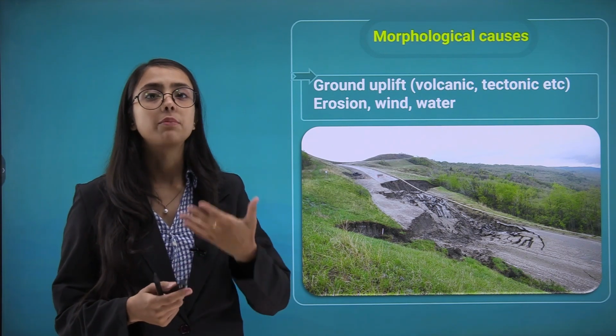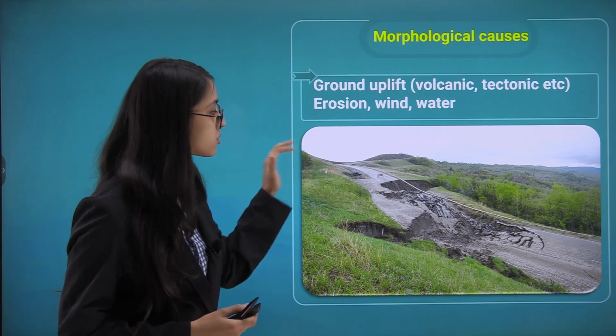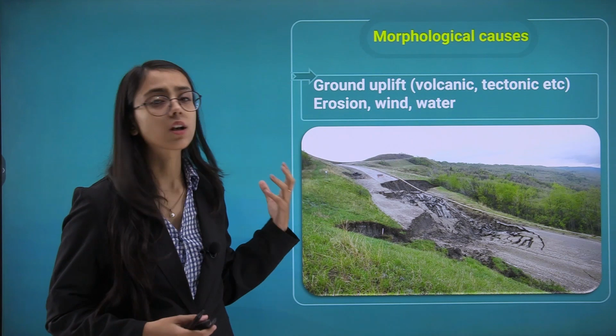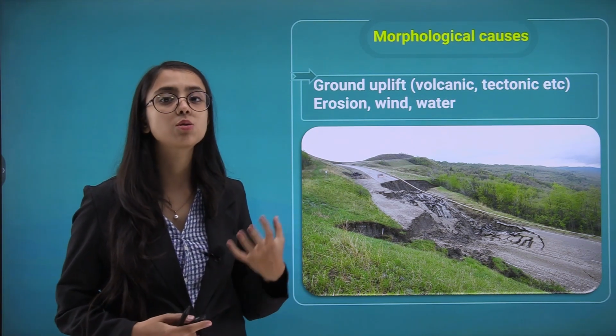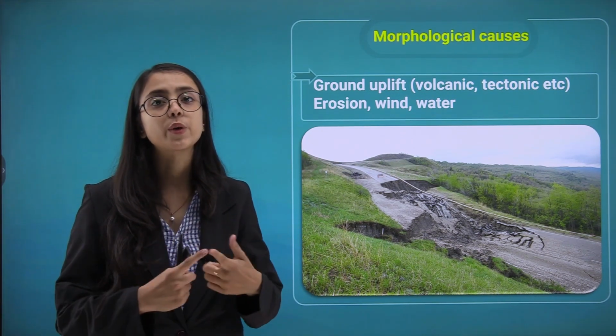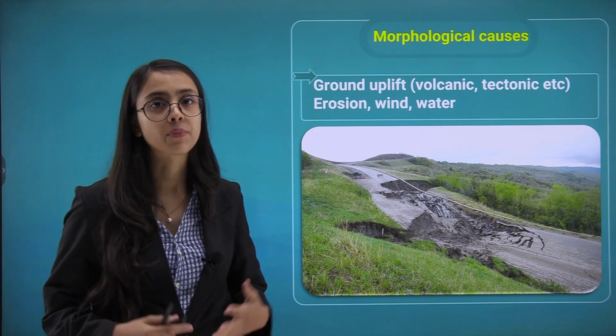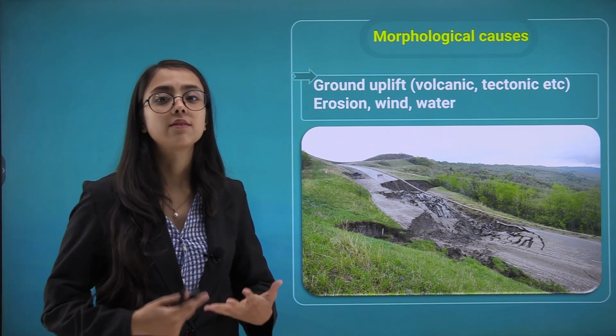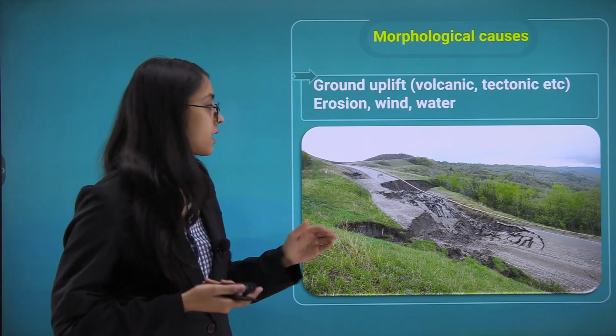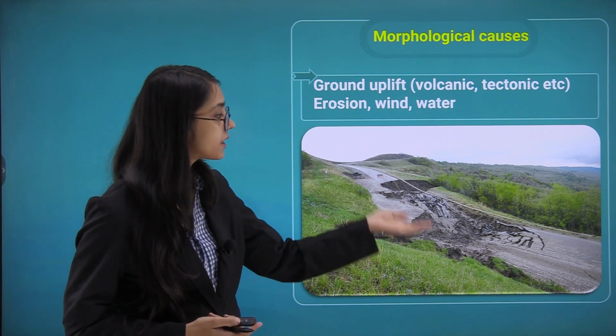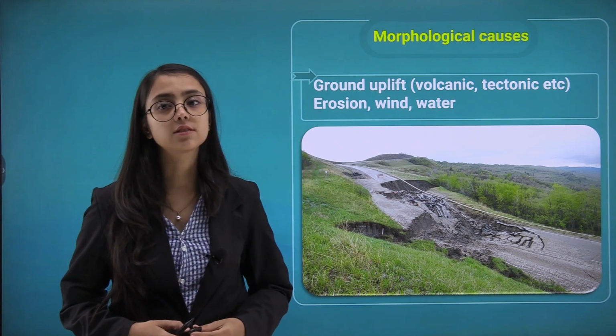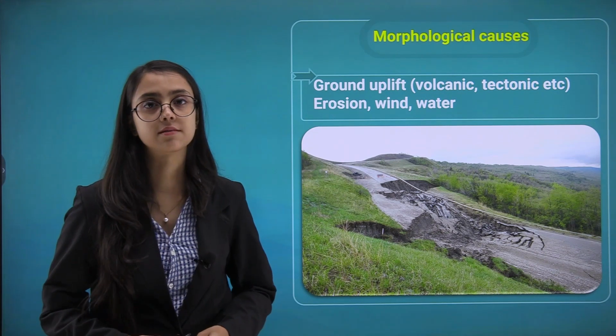Now, the other kind is morphological causes. When the ground uplifts, for example, due to volcanic activities or due to any other factors such as wind, water or erosion of soil, the ground level erupts, it lifts up, it uplifts. This is known as morphological causes.